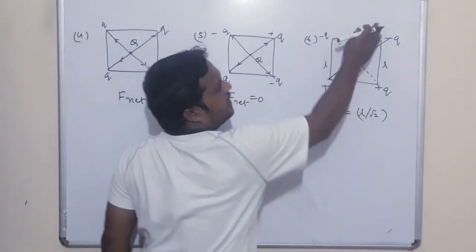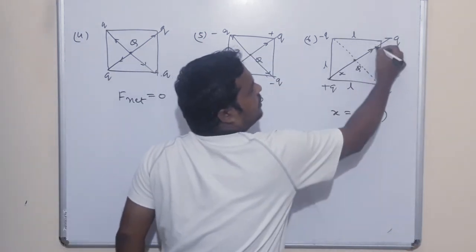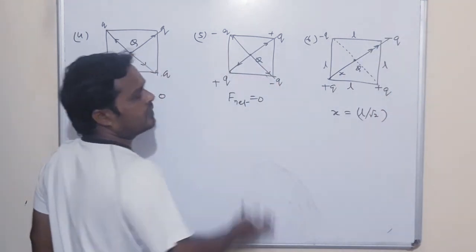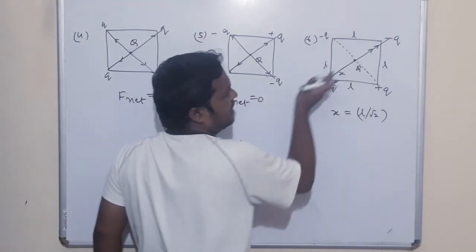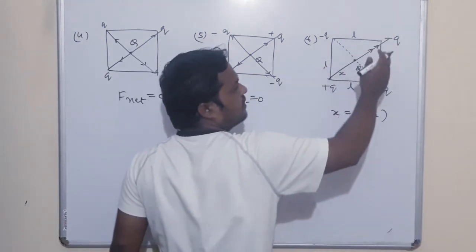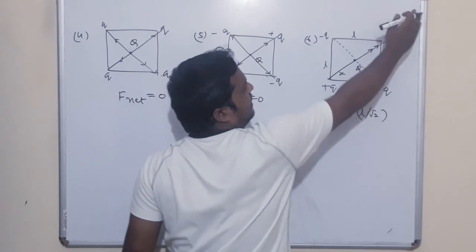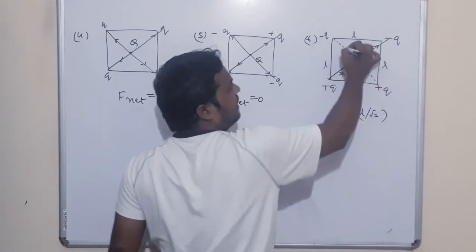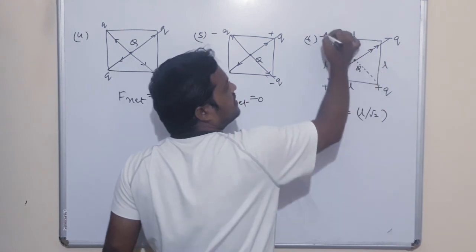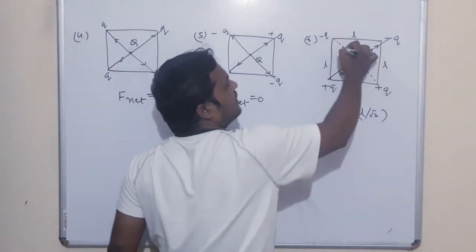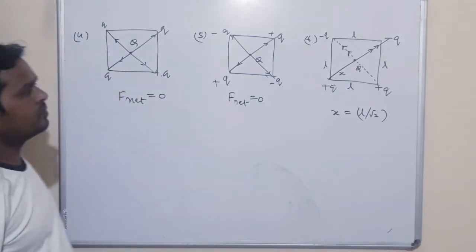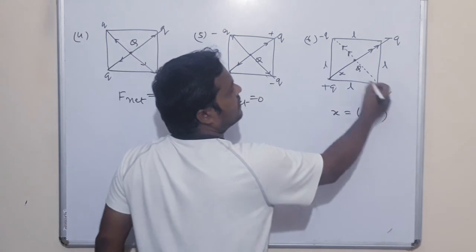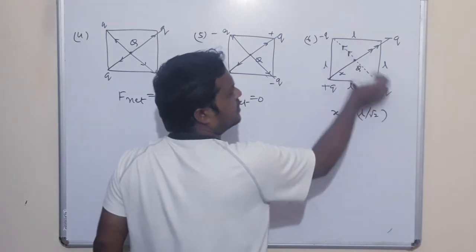See, this charge is repelling it like this, and this minus Q is attracting this charge in this direction. That means the net force due to these two charges will be acting in the same direction. Both the forces are equal in magnitude and they are in the same direction. This charge will be repelling it in this direction, and this minus Q is able to attract it in this direction. Then what will be the net force acting in this direction?